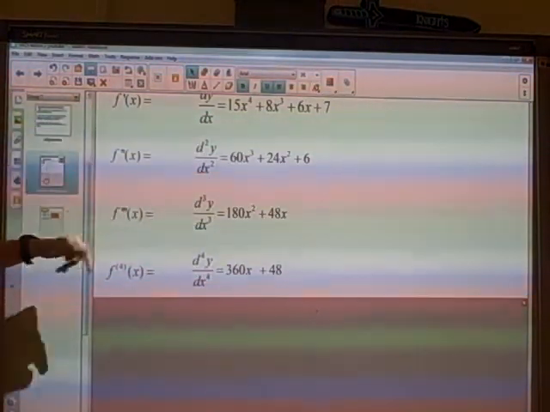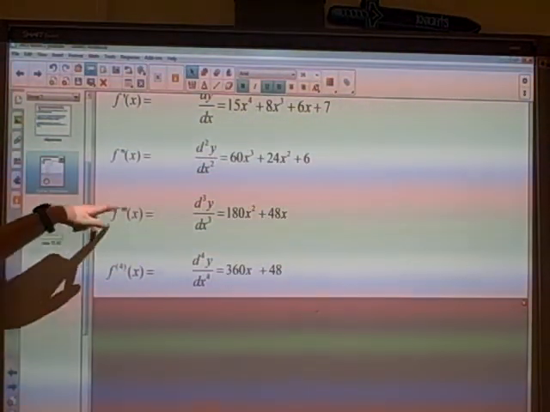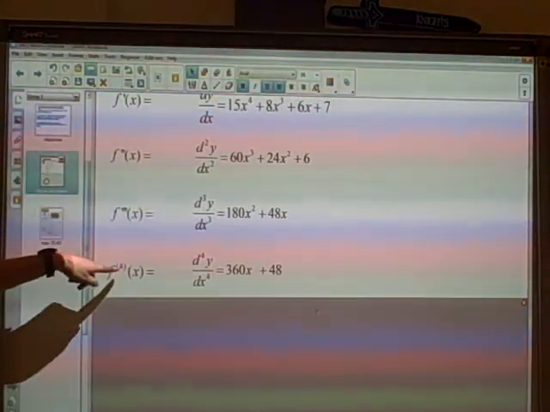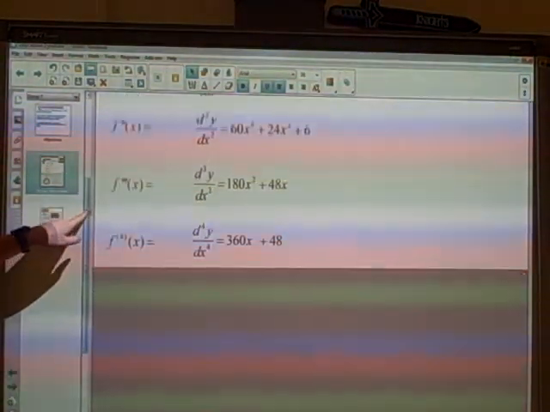Now notice on this side though, I had f double dash of x, and I have f triple dash of x. Once we get past 3, it gets a little confusing with all the dashes, so we just put the number to show which derivative it is. So this is the fourth derivative here.